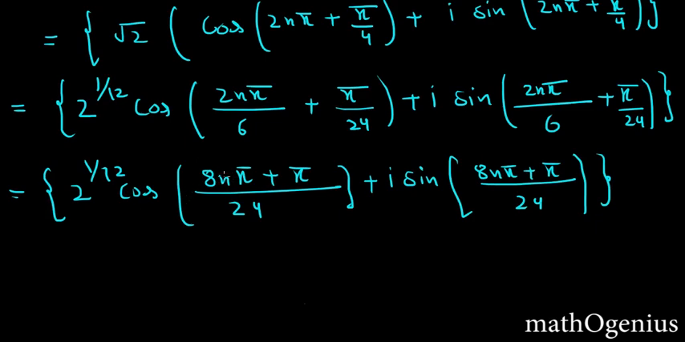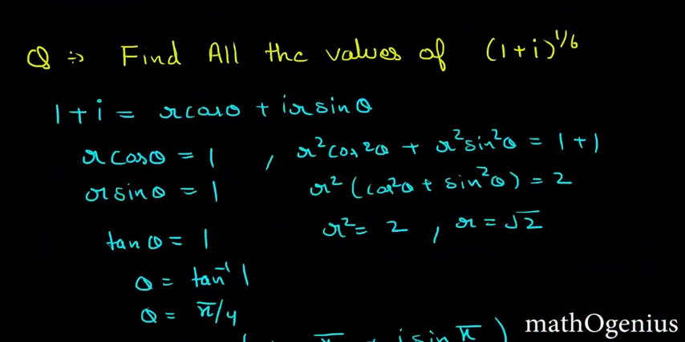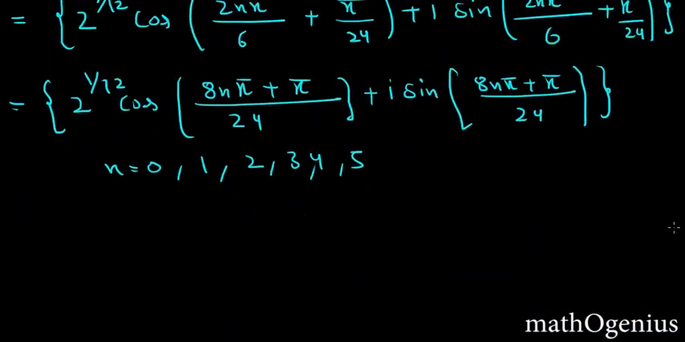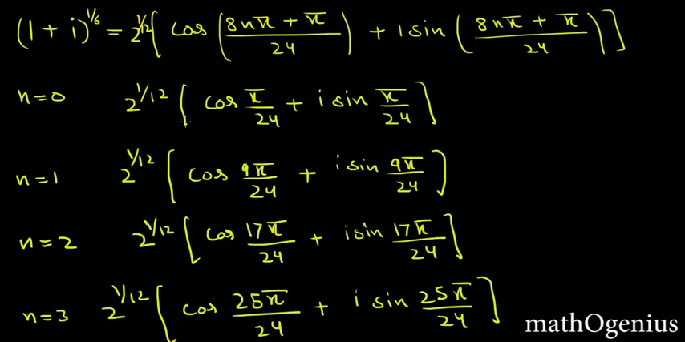Now we just have to vary this n from 0, 1, 2, 3, 4, 5, from 0 to q minus 1, and q was 6. So we will vary it from 0 to q minus 1 to get different values of roots. So now let's do it. Now after this we just have to change the value of n. For n equal to 0 we have this root, for n equal to 1 we have this root.